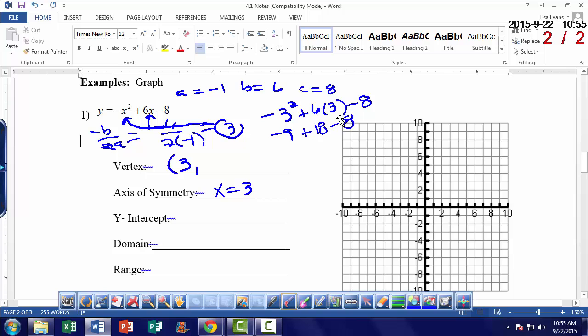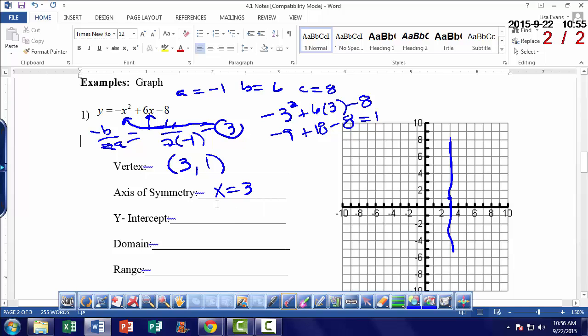When you do that, you get 1. So our vertex is going to be (3, 1). So let's plot (3, 1). Let's draw our axis of symmetry. Try to draw it nice and neat.